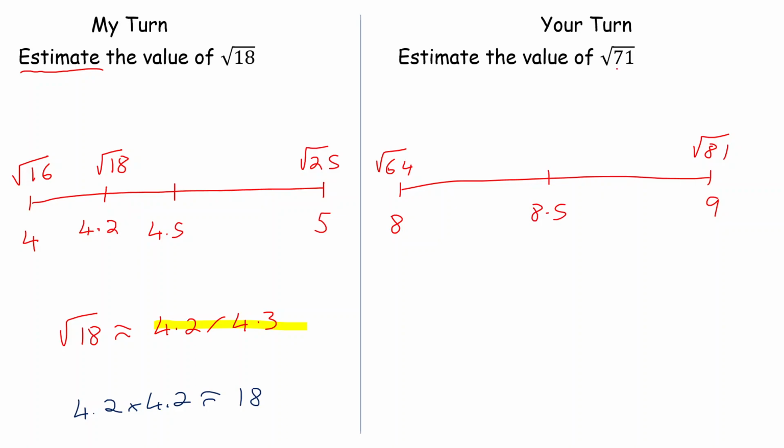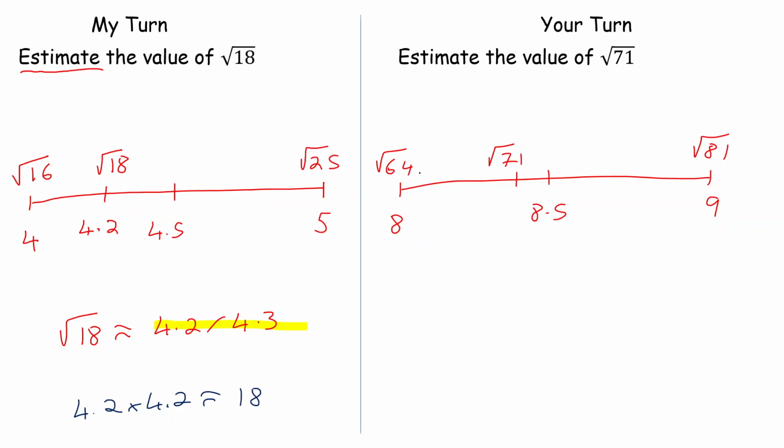Now the root of 71, is that closer to root 64 or root 81? Well, it's 7 away from root 64, and it's 10 away from root 81. So it's going to be approximately over here somewhere. Between root 64 and root 81, doing this roughly, there's a difference of 17. So half of 17 is 8.5.